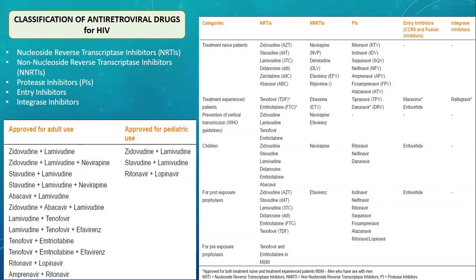the person has been recently exposed to HIV infection, and within 48 to 72 hours he is started on the drugs to prevent the infection or the progression of the disease. For pre-exposure prophylaxis, the person is at risk of HIV infection and is on medications to prevent the infection. Now here are the combination drugs approved for adult use as well as approved for pediatric use.